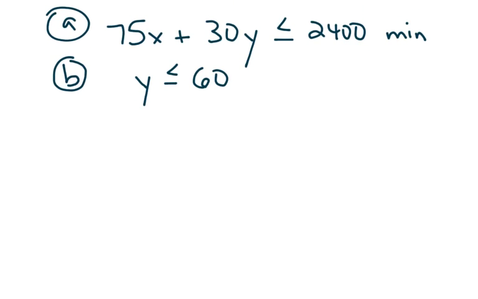In order to graph it, I want to first find the X and Y intercepts of the first inequality. That way we can determine how we're going to scale our graph. So the X-intercept: 2,400 divided by 75 is 32. And the Y-intercept: 2,400 divided by 30 is 80.